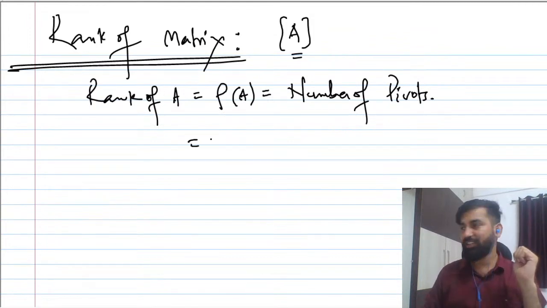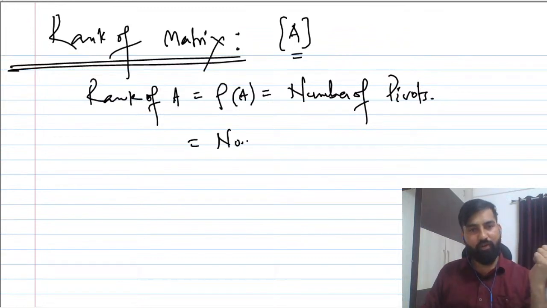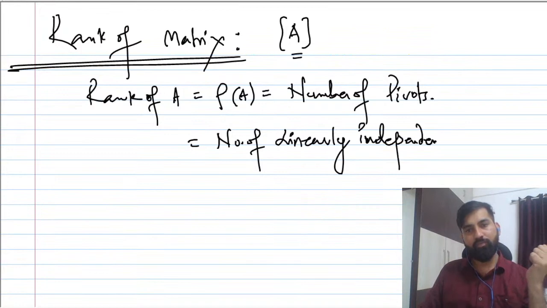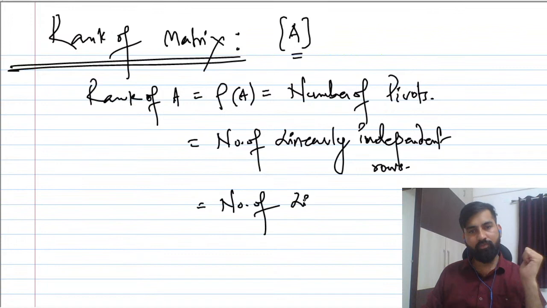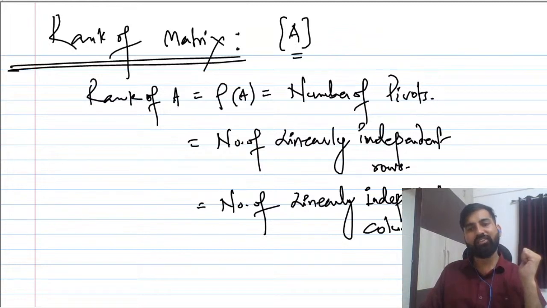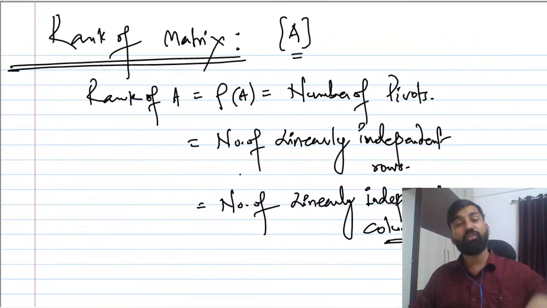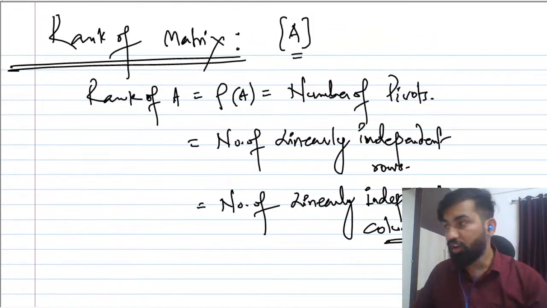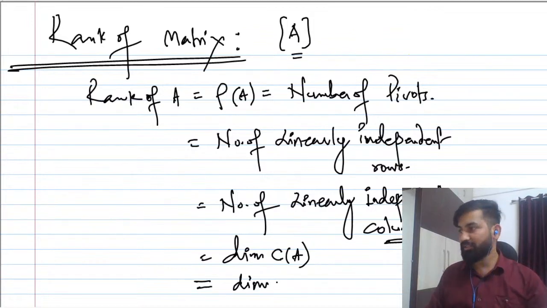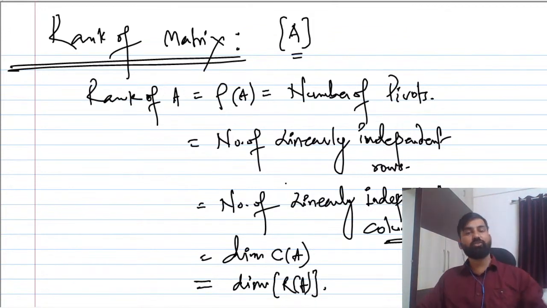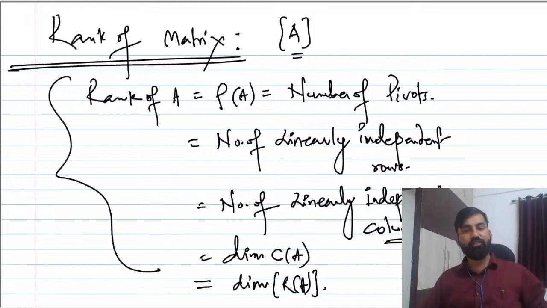Also, the rank of the matrix is the number of linearly independent rows. Second definition: the number of linearly independent columns. So the rank of the matrix talks about the number of pivots, and it can also tell you how many linearly independent rows and linearly independent columns there are. It is also the dimension of the column space of the matrix, and the dimension of the row space of the matrix. You can always find that. So these are the 5 definitions of rank.